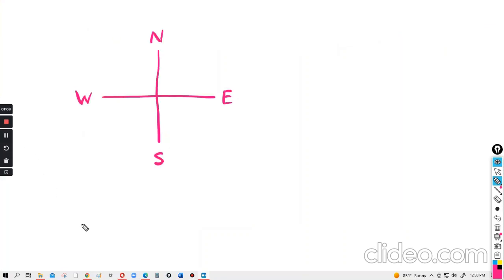So many of the problems in this exercise will refer to the directional compass. Remember, when you travel up, that's north. When you travel down, that's south. When you travel right, that's east. And when you travel left, that's west.